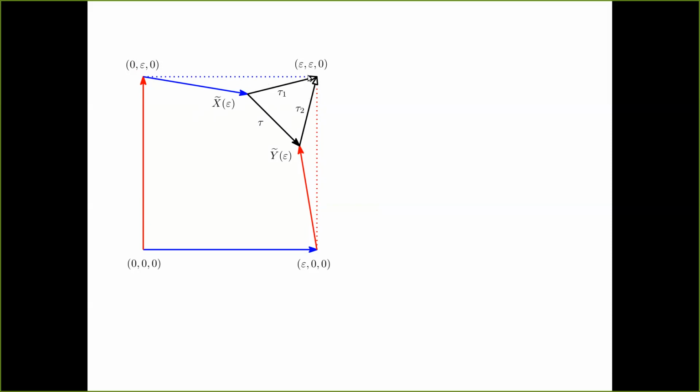Same with tau 2. So I can complete this figure into a square. The square is something which is planar. It lies on the xy plane. The blue vector here, the red vector here, and these black vectors here are of course not on the xy plane. They are actually in R3, but not on the plane.